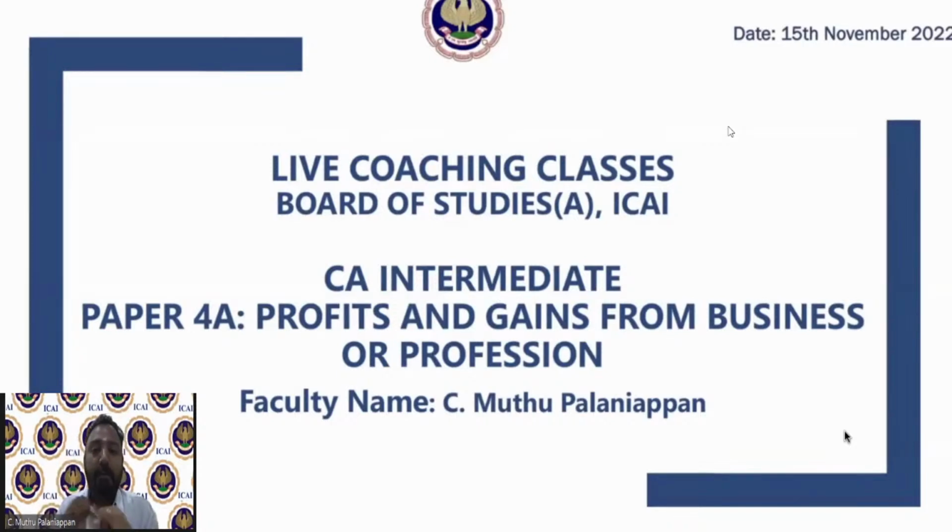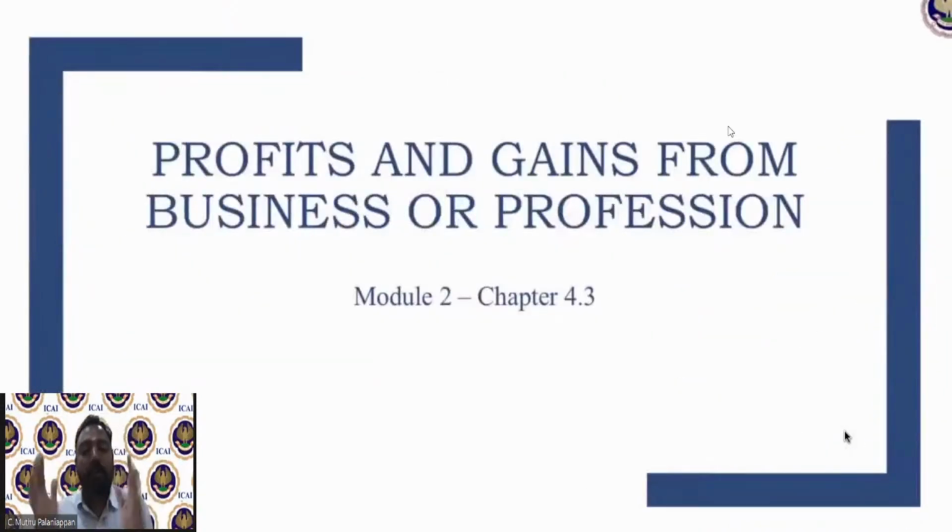Four words, right? There is profit, there is gain, there is business, there is profession. So this chapter is what we are going to understand today. We'll start with understanding these four words: profit, gains, business, and profession. All these four words are what we are going to understand to start with.